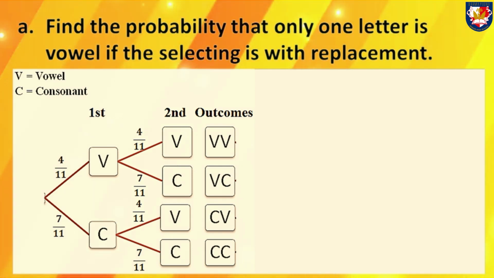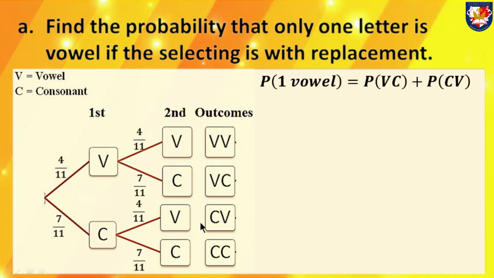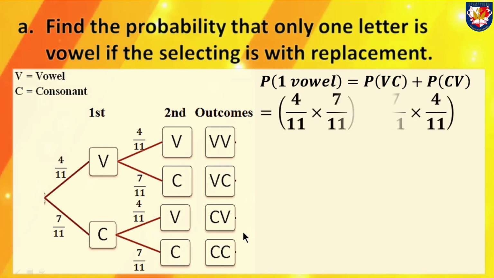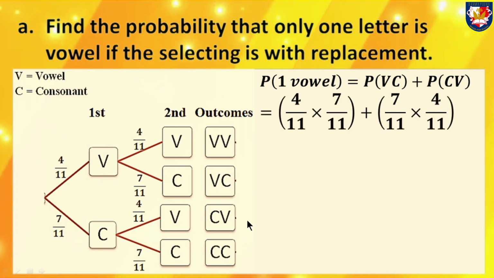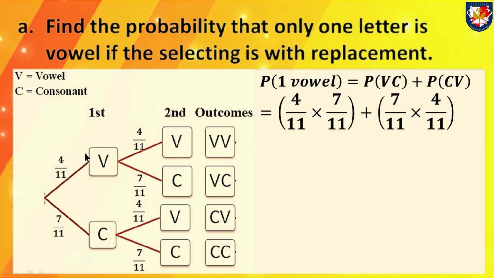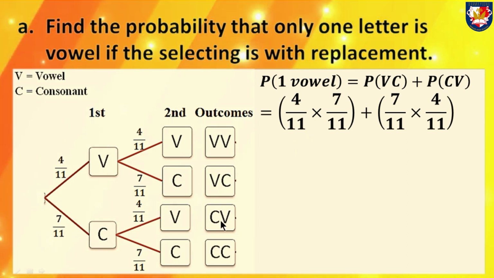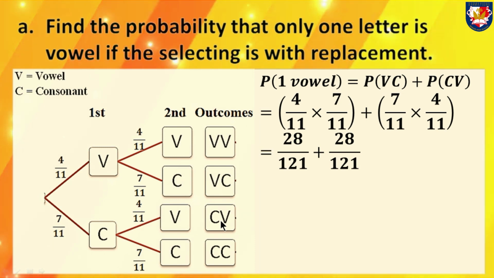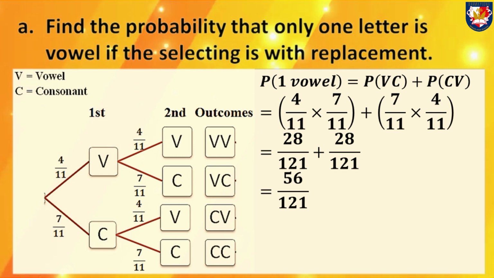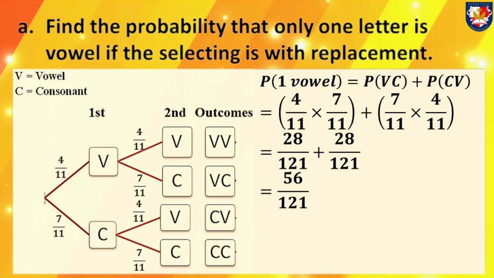So the favorable outcomes for one vowel are vowel-consonant and consonant-vowel. The probability is 4 per 11 times 7 per 11, from vowel times consonant, plus consonant-vowel, 7 per 11 times 4 per 11. That is 28 per 121 plus 28 per 121, equal to 56 per 121.